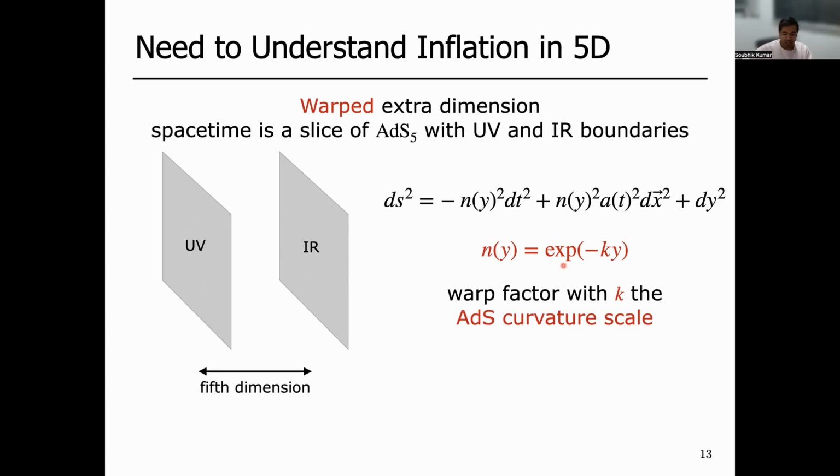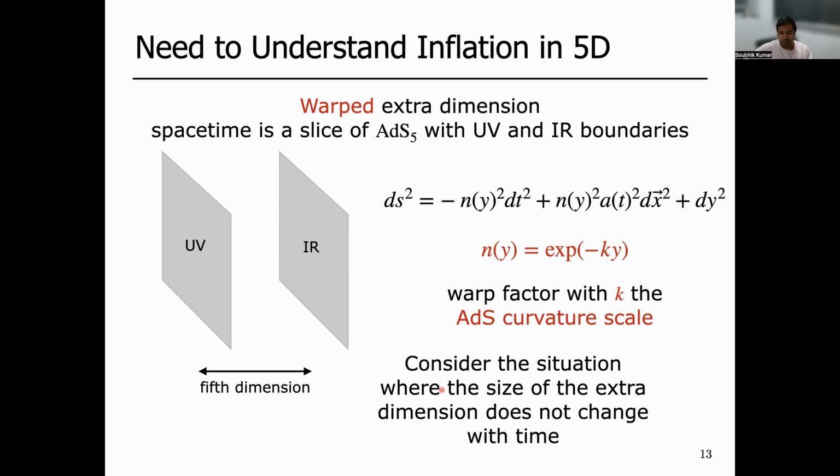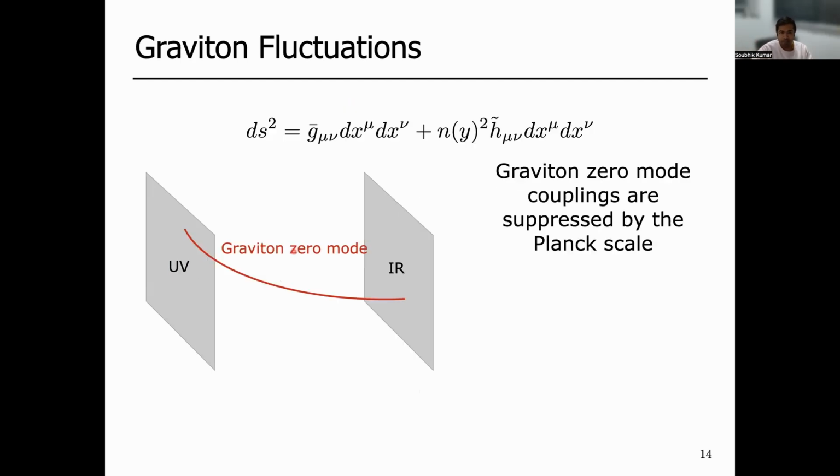Now, in the absence of any back reaction, the warp factor is just given by n of y equals exponential of minus ky, where k is the AdS curvature scale. In this talk, we are also going to focus on a scenario where the size of the extra dimension is not going to change with time. If you're familiar, this basically means that the radion field, which is associated with the size of the extra dimension, roughly remains static as inflation happens. But it is possible to consider variations of this idea.